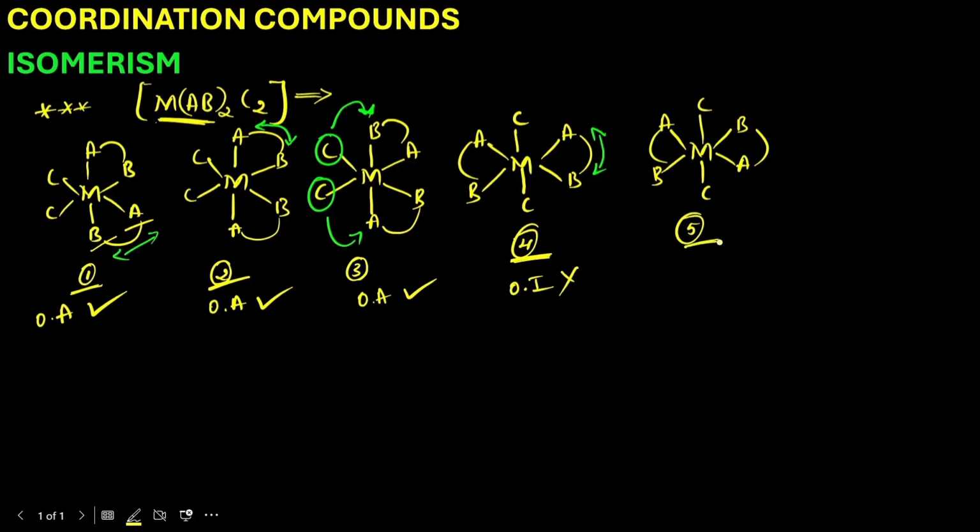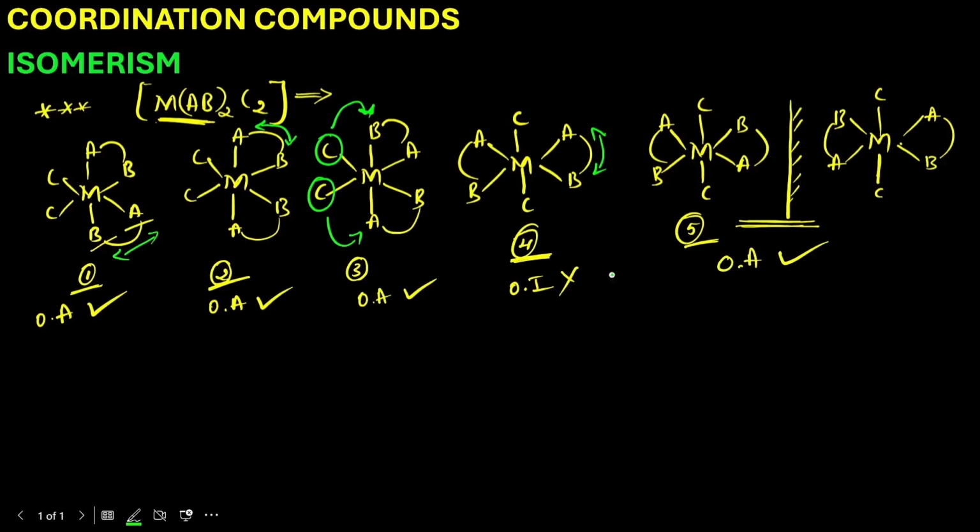Next, the fifth one. If you write the mirror image, what happens? Here you will have the central metal atom, here C and here C, it is B, here A, and here A, and here B. These two are non-superimposable mirror images, therefore this is optically active. Out of 5 structures, we have only 4 enantiomeric pairs.